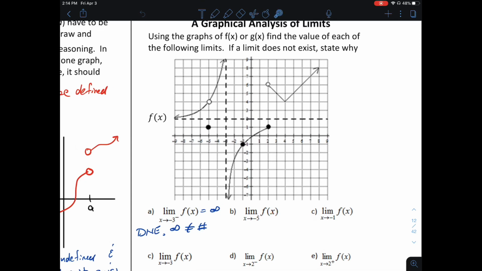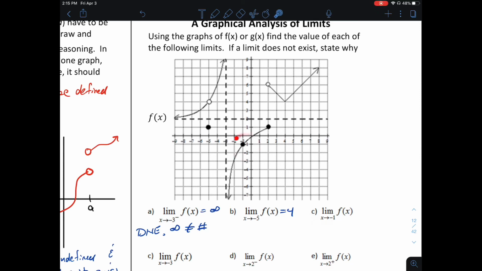B, what's the limit of f of x as x approaches negative 5? This is a two-sided limit. So if you approach from the left or the right, they're both approaching the same point. They're both approaching a y value of 4. So we would simply say that's 4. Some students struggle with this because they think, well, this point's down here. We're not trying to get to x value of negative 5. We're trying to get close to it.